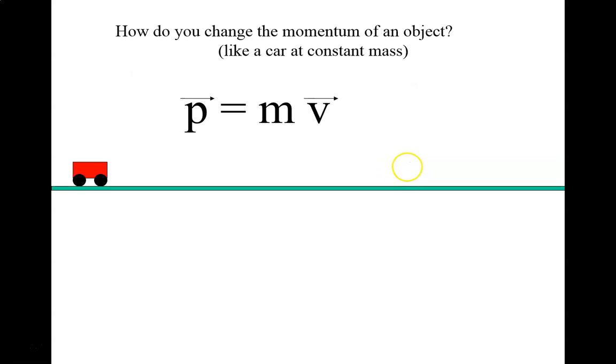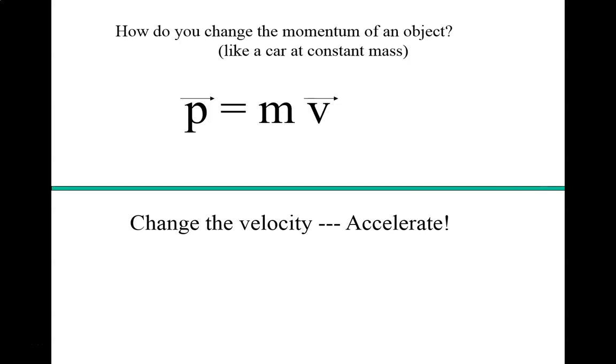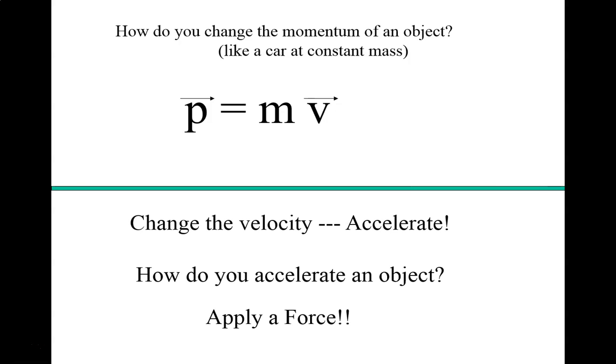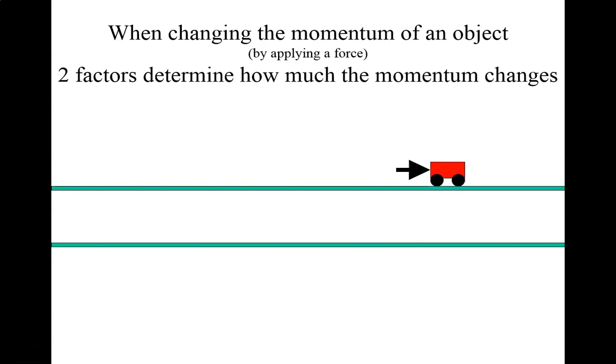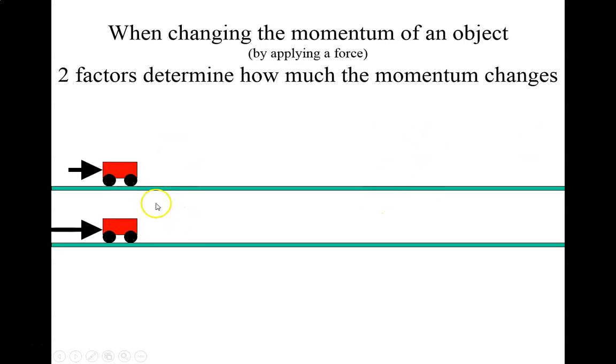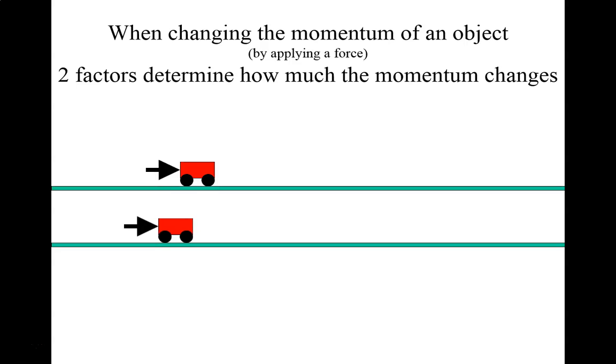How do you change the momentum of an object such as a car? Well, you've got to get it moving. And how do you get it moving? You must apply a force. You get it to accelerate. What two factors determine how much the momentum of an object changes? One is the magnitude of the force. The bigger the force you apply, the bigger the change in momentum. The object that I apply a bigger force to speeds up more, therefore it has a greater change in momentum.